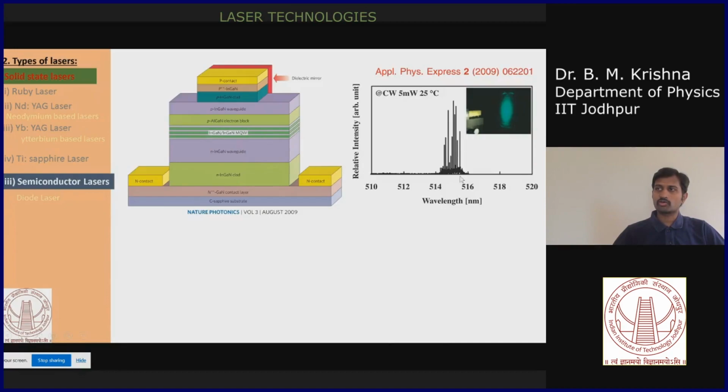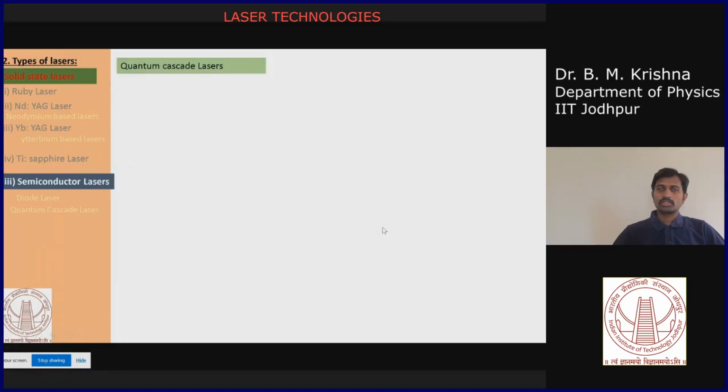That is, you can have tunability of the wavelength from 514 to 516. Though it's a small tunability, you have sharp spikes, that means your width will be much narrower. So that is the advantage of these semiconductor lasers. Though you will get low powers, your spectral lines have a very small width, which will be useful for high resolution spectroscopy. So with that we are going to move to another type of semiconductor laser.